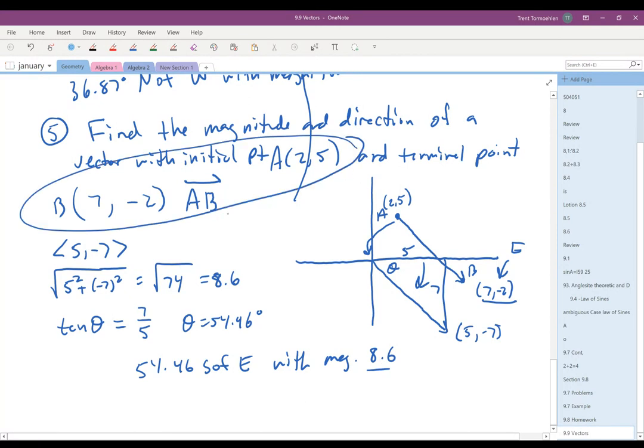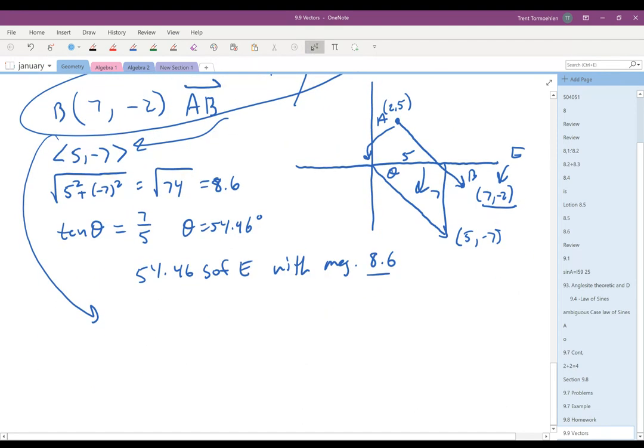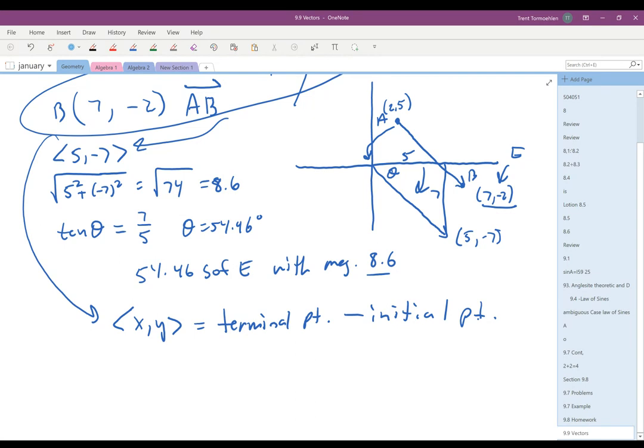And the way that you turn it into 5, -7, and it always turns out to be, and this is very important, to find the coordinates of a vector x, y, it's always going to be the terminal point minus the initial point. I would write this down. If you're given the coordinates of a terminal point and an initial point, you subtract the initial point from the terminal. Make sure you do it in that direction. Draw a picture of it to make sure the answer you came up with makes sense. But it's just terminal point minus the initial point to find those.